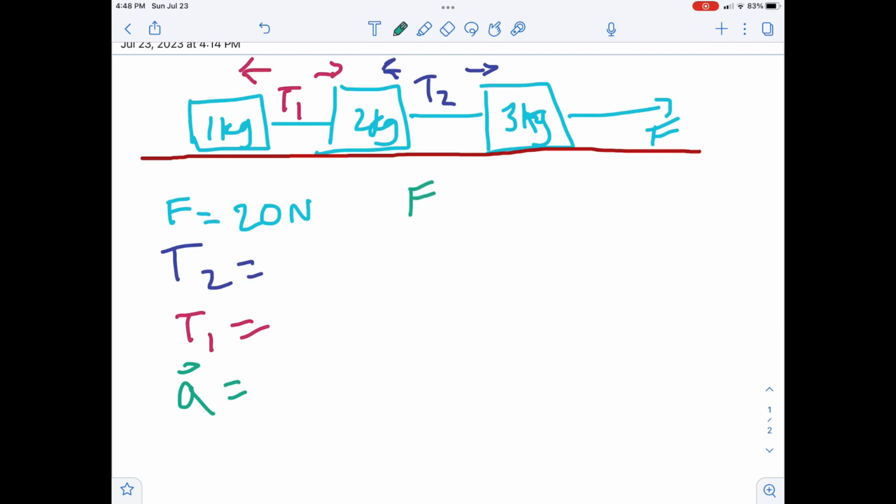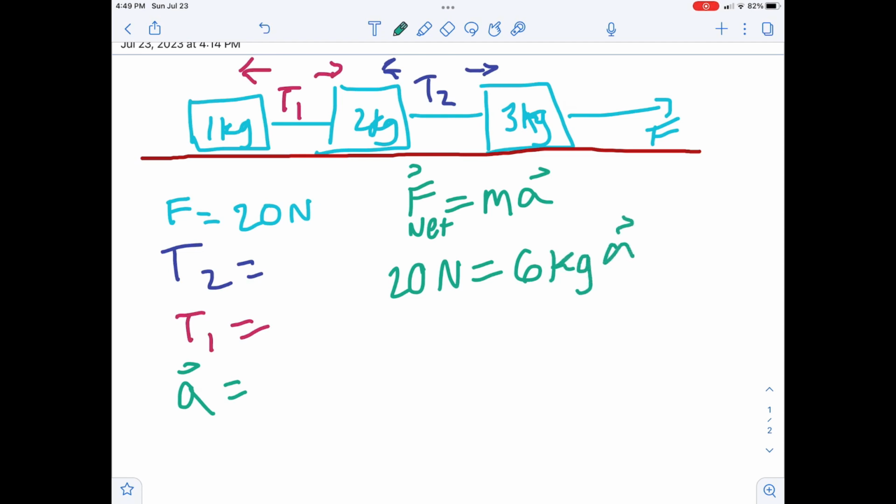So I'm going to say that net force is equal to mass times acceleration. Now I can plug in the numbers that I know. So I know that 20 newtons is equal to mass, well, that'll be 3 plus 2 plus 1, so 6 kilograms, times acceleration. And then I get that acceleration is equal to 3.3 meters per second squared. So I'm going to write that down for my acceleration value.